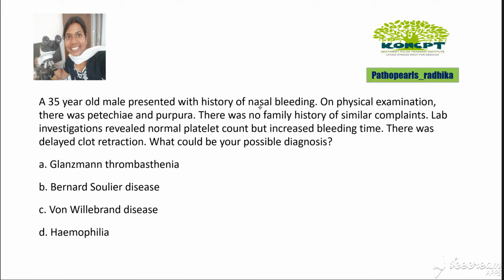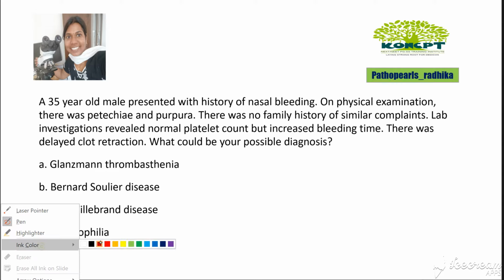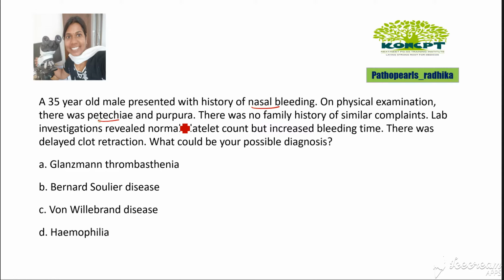Now, carefully look into the history. There is history of nasal bleeding. There is history of petechiae and purpura. So, all these indicate that there is a superficial bleeding. So what do you mean by deep bleeding? Deep bleeding means bleeding into your joints or into your muscles, which is usually seen in deficiency of coagulation factors like hemophilia. Okay, so here it's a superficial bleed.